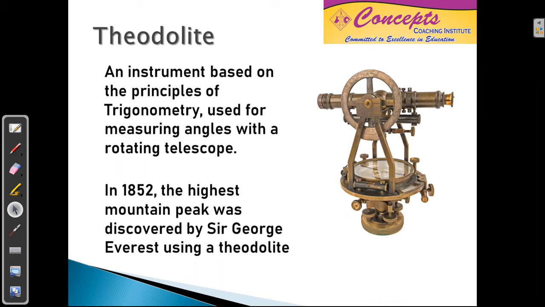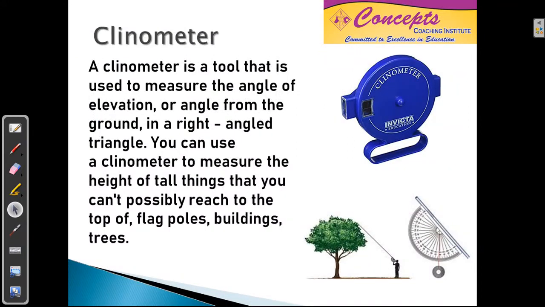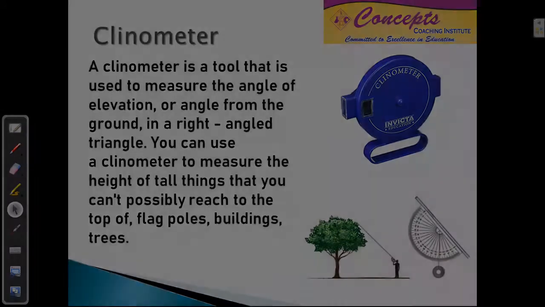Now, let's look at another instrument which is used these days. Now, this is a clinometer. A clinometer is a tool that is used to measure the angle of elevation, or we can say the angle from the ground in a right angle triangle. You can use a clinometer to measure the height of tall things that you can't possibly reach, that is the top of flagpoles, buildings, trees.